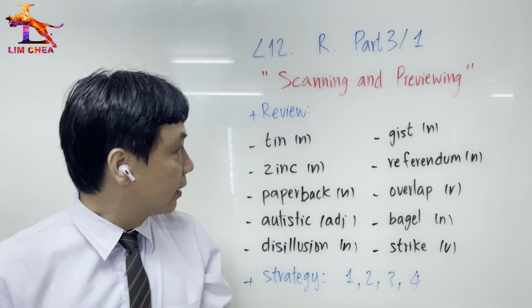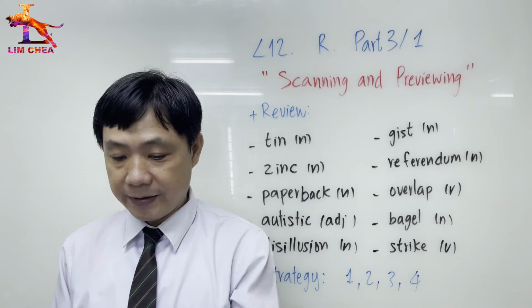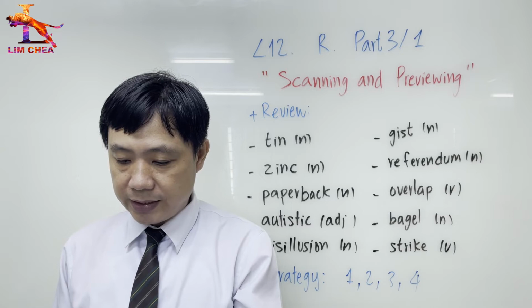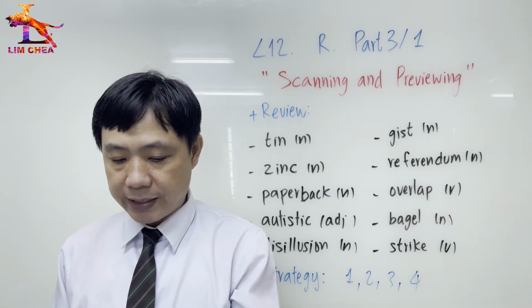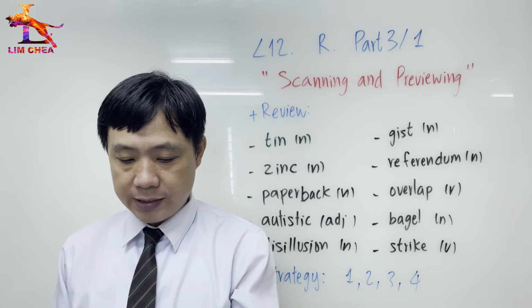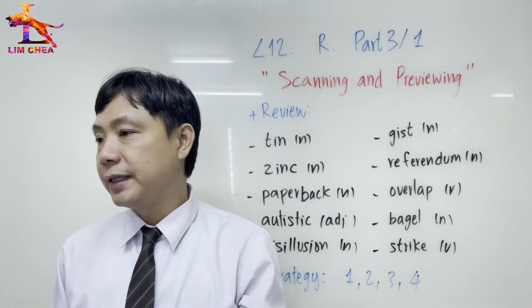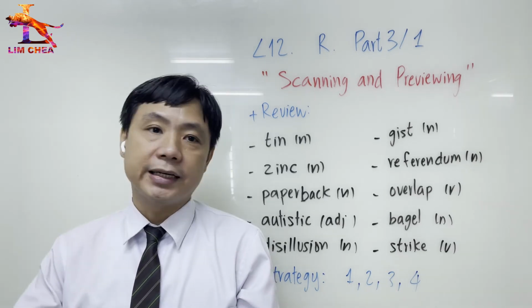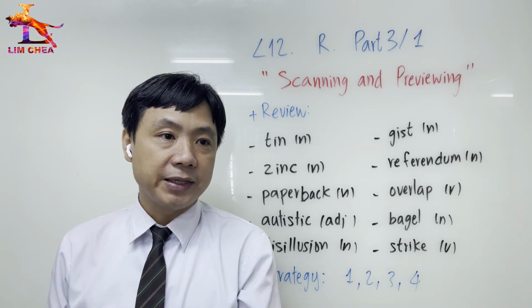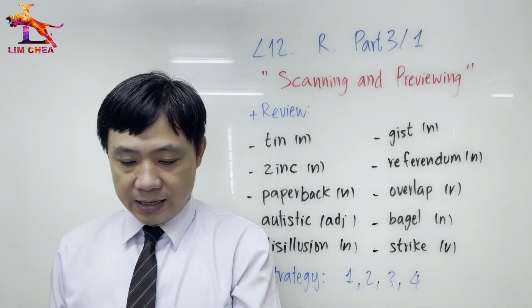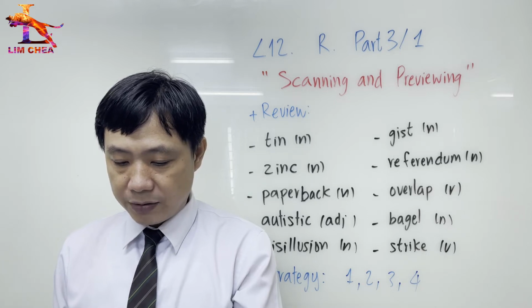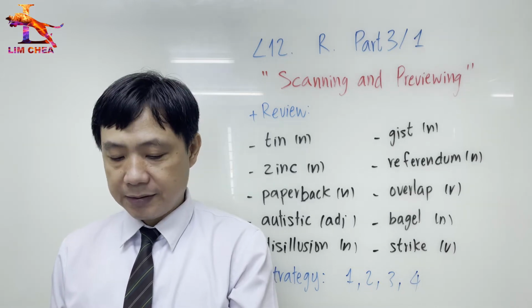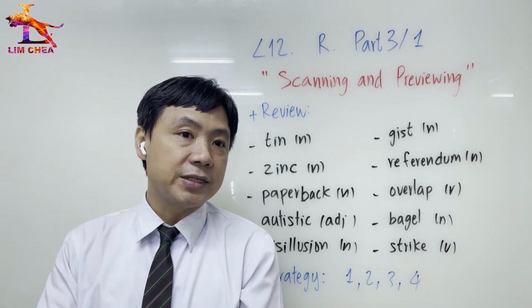Okay, I won't read the example because I have a lot of strategy today. And zinc, galvanized iron or steel, especially as a material of domestic utensils or corrugated roofing. We can say atomic number 30 here for the chemistry. We use it especially on the roof of our house. Another word is paperback, a book bound in stiff paper or flexible card. We can say a soft cover, especially the cover of the book, right?